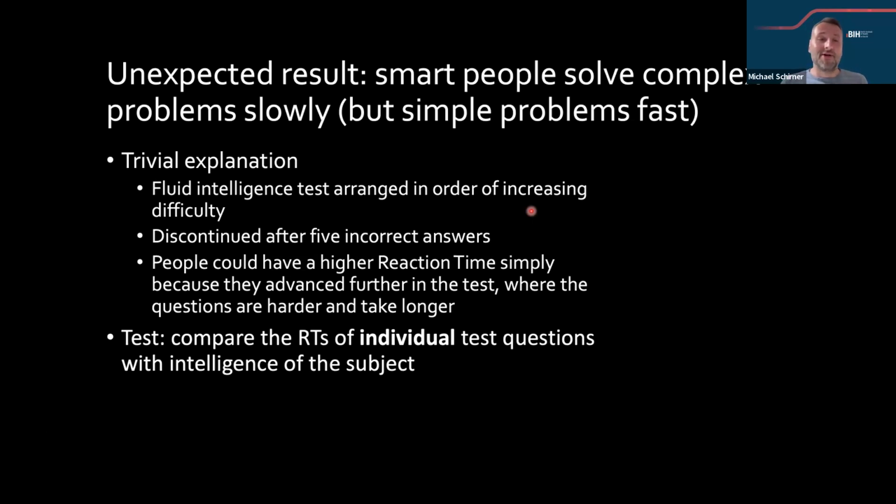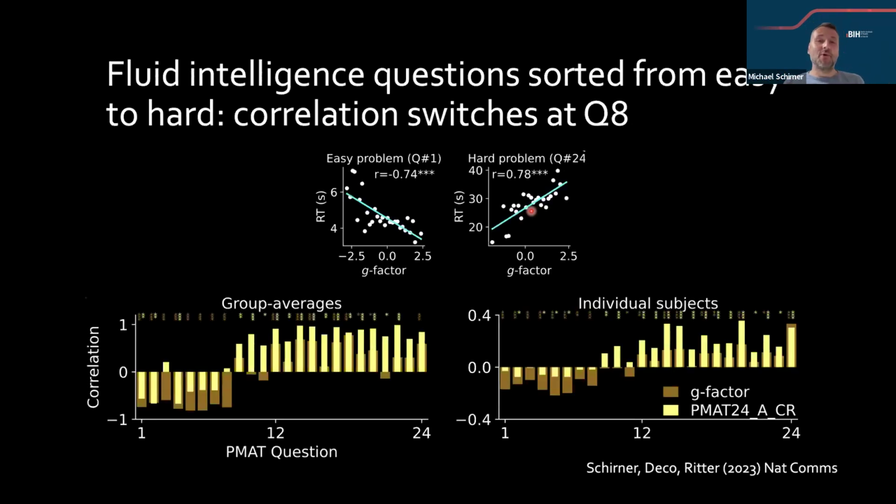But when we now look at the reaction times of individual test questions, so really the reaction time for every one of the 24 individual test questions, and correlate this with the intelligence of the test subjects, we see a very specific picture. Here on the x-axis we have 1 to 24, the 24 questions, and on the y-axis we have the correlation. And we see from question 1 to 10, the usual pattern is reproduced. People with higher intelligence are faster. So here's the higher intelligence, they need less time. But from here on now it's reversed.